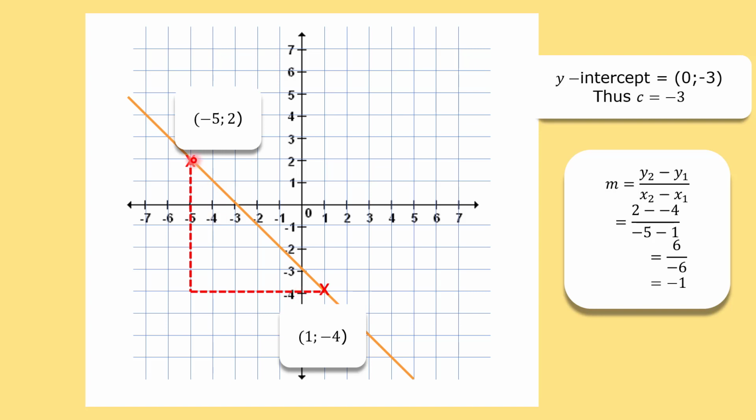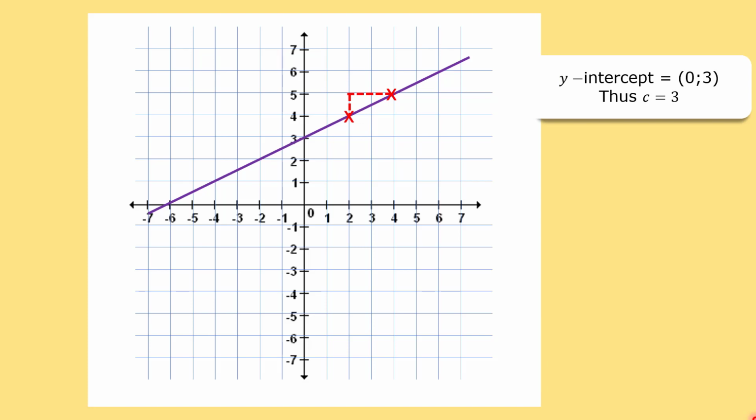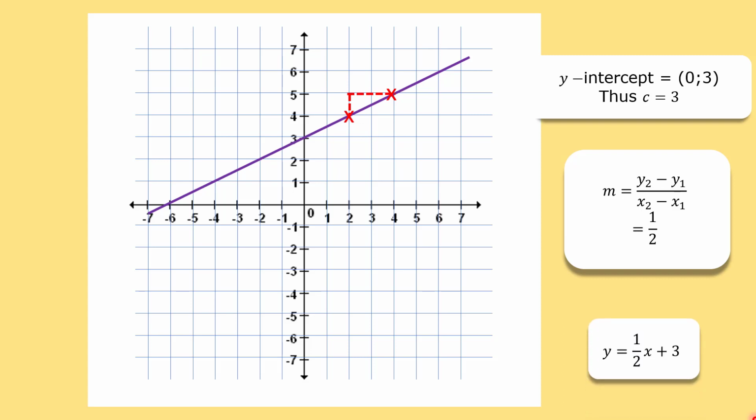So we can also say minus 6 positive, and our gradient will be negative 1. Note the gradient is down from the right. It's a negative gradient. So our formula is negative 1x, or just negative x minus 3. What about the purple line? 2 points. So we've got the y-intercept. The gradient is the vertical change divided by the horizontal change, and that is 1 divided by 2. So our formula is y is half x plus 3.